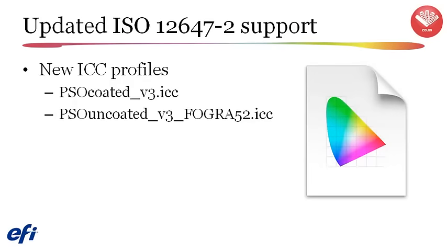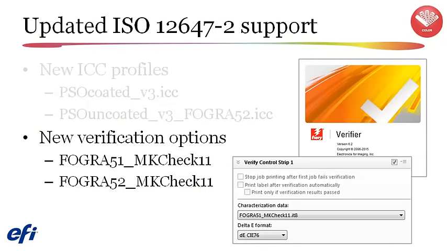Included in the 6.2.2 update are two new ISO 12647-2 ICC profiles, PSO coded version 3 and PSO uncoded version 3, FOGRA 52. In addition to these two new ICC profiles, we are also including the FOGRA 51 MK Check 11 and the FOGRA 52 MK Check 11 characterization datasets to be used for color verification.